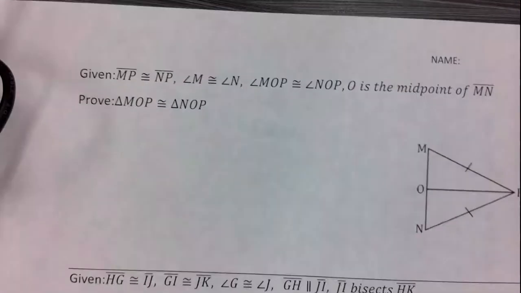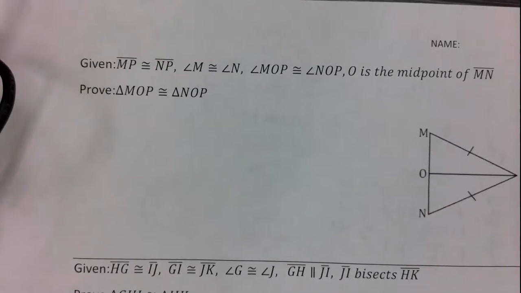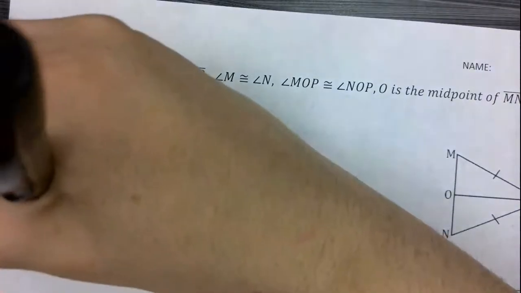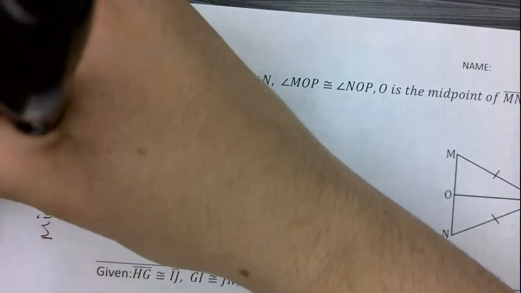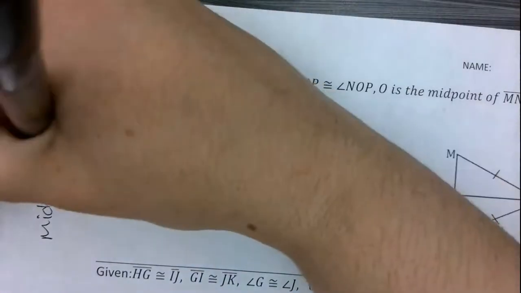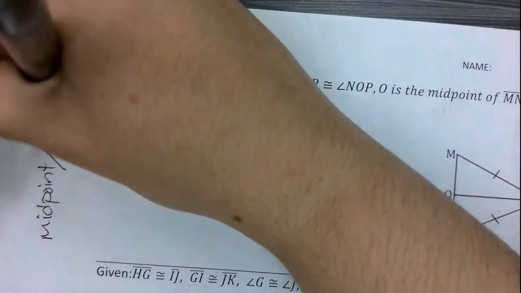So then on the back, I have this one. There's two things we're learning in this one: midpoint and bisect. When it says midpoint, this is going to be useful for my sides.